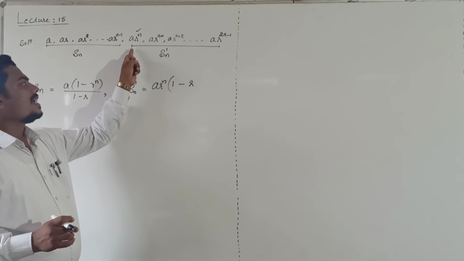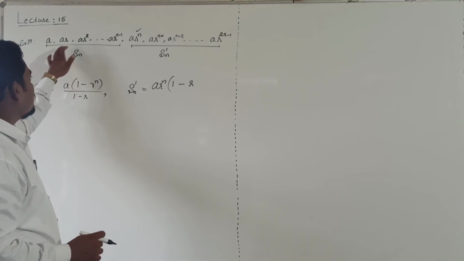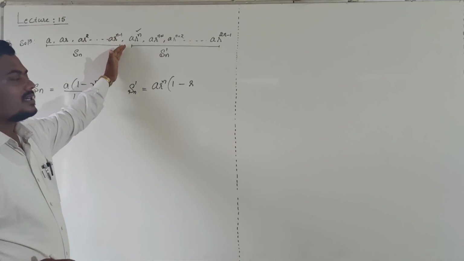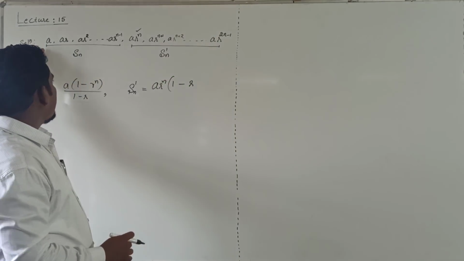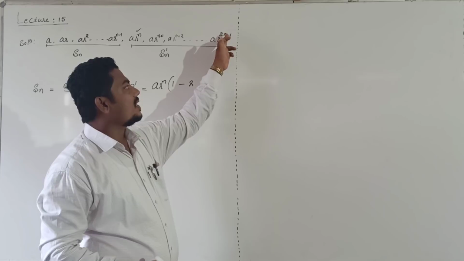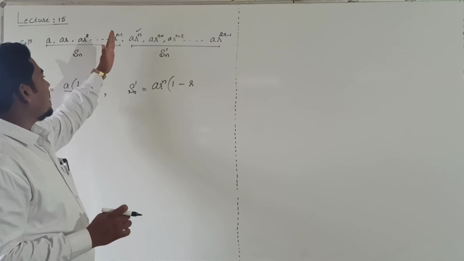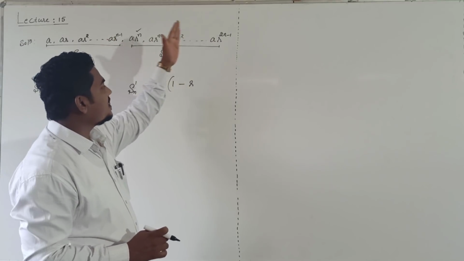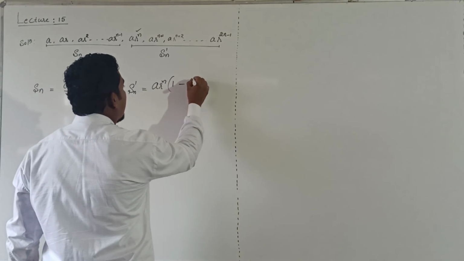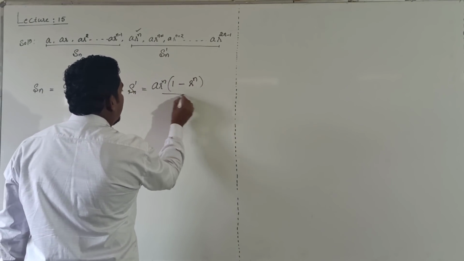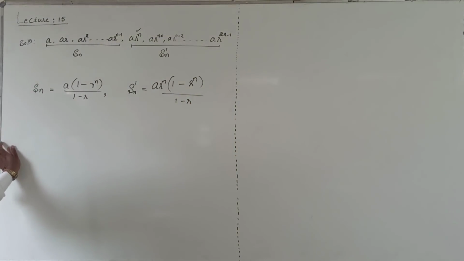Now tell me the total number of terms from n plus 1 to 2n. Again n terms. From 1 up to here, n terms, and from n plus 1 to 2n, again n terms. From a to ar power 2n minus 1, we have 2n number of terms, not n. So Sn dash is ar power n into 1 minus r power n divided by 1 minus r. But we need the ratio of the sum of first n terms.